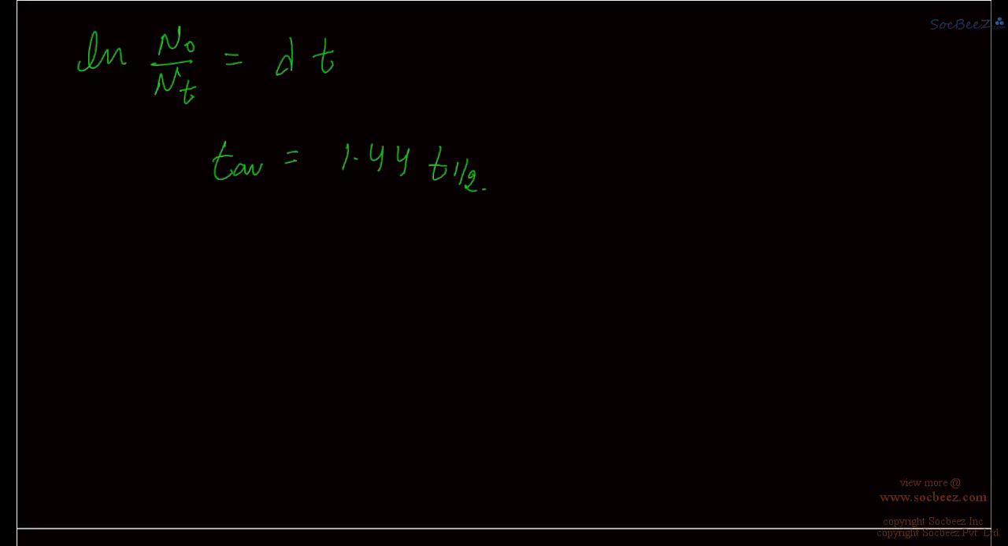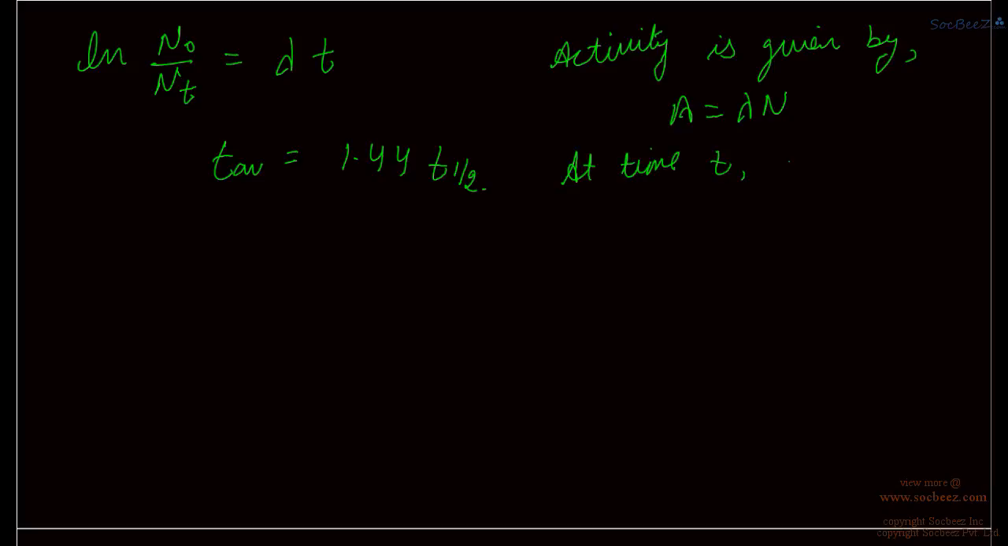Okay. Now, there is a term known as activity, and the activity of any radioactive element is the rate at which it decays. Activity is given by A equals lambda N. Therefore, at time t, activity equals A naught e raised to the power minus lambda t.